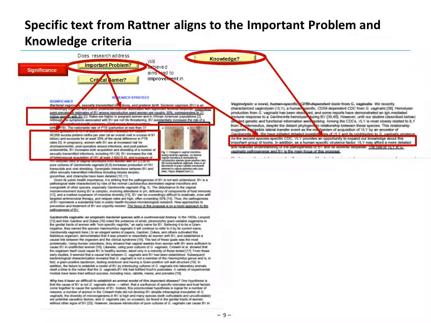Note too that it increases our knowledge. It's an important problem, but knowledge is also related to that. We're going to know more about this specific set of toxins when we look at this specific toxin.